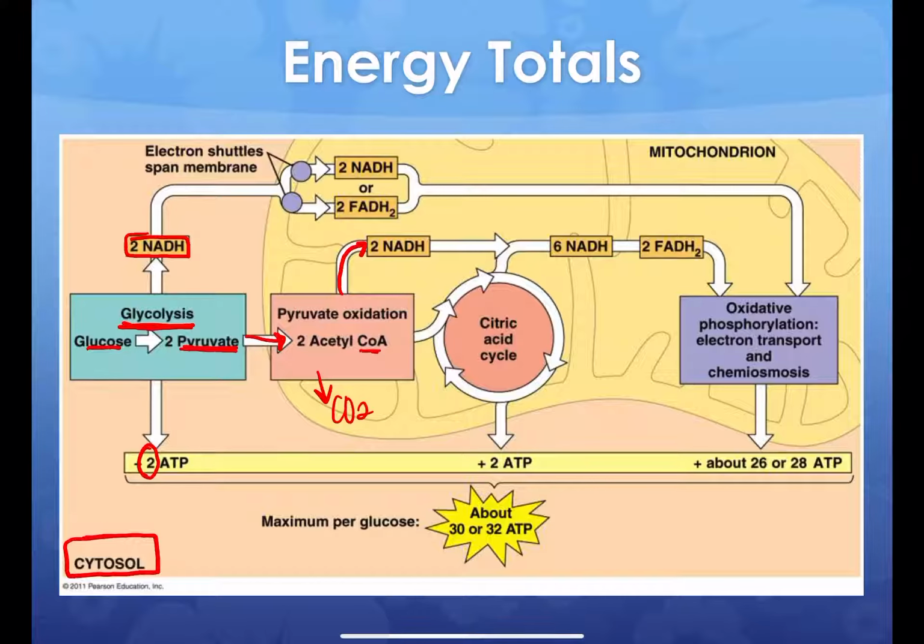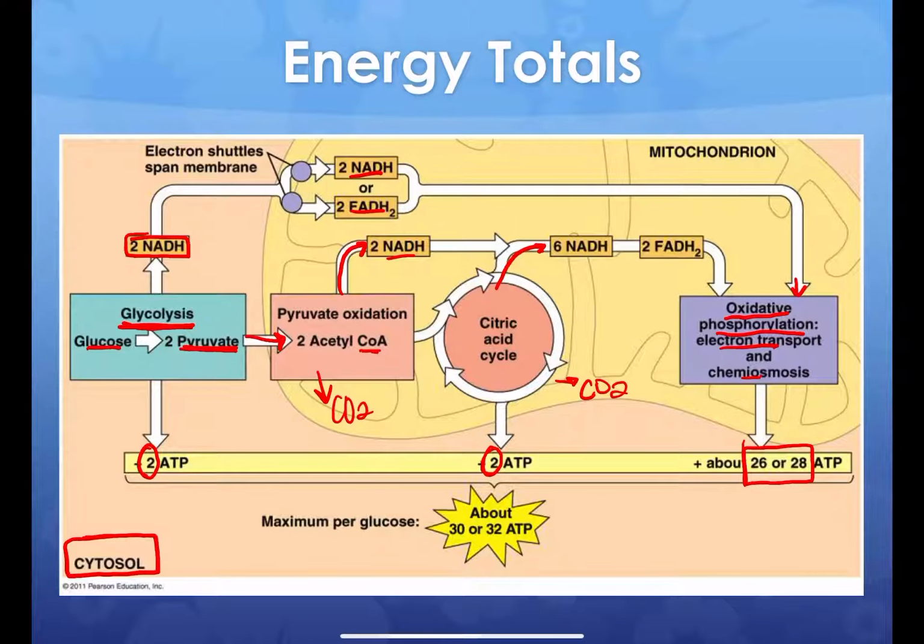And so we've got these NADHs, these FADH2s that are going to be made. Remember, they are all going down here to the electron transport chain. You've got some more that are going to be made in the citric acid cycle. The citric acid cycle is also going to release 2 ATPs, and it's also going to release CO2 again. And then finally, this last step, oxidative phosphorylation and the electron transport chain, chemiosmosis, whatever you want to call it, releases about 26 or 28 ATPs.